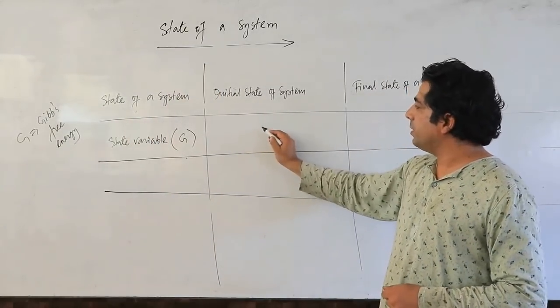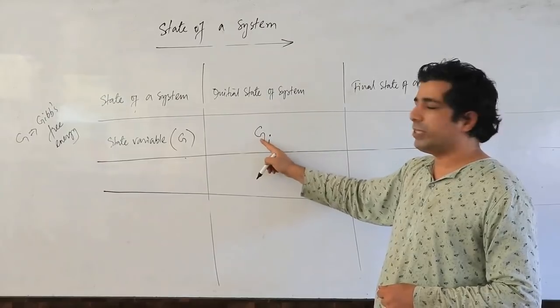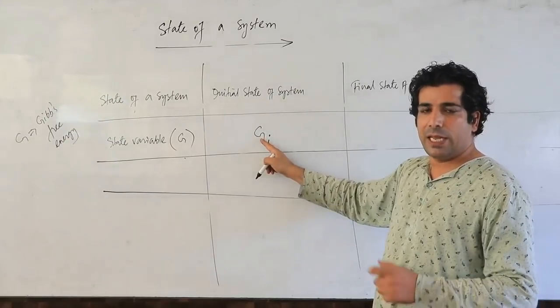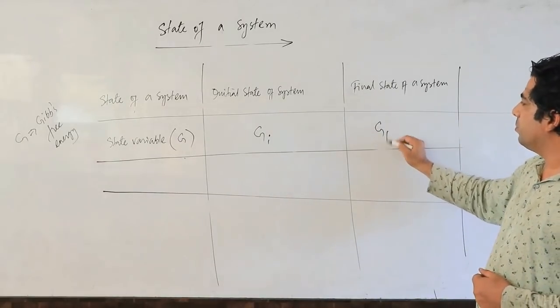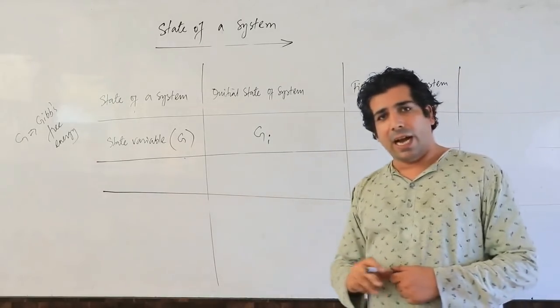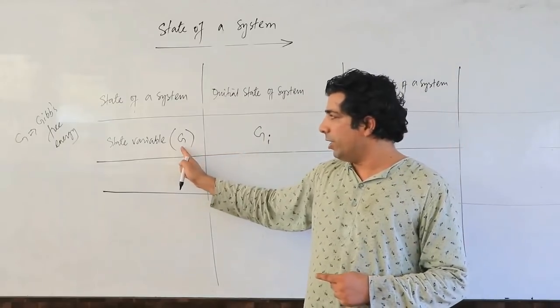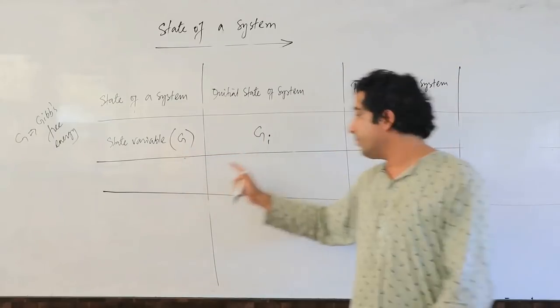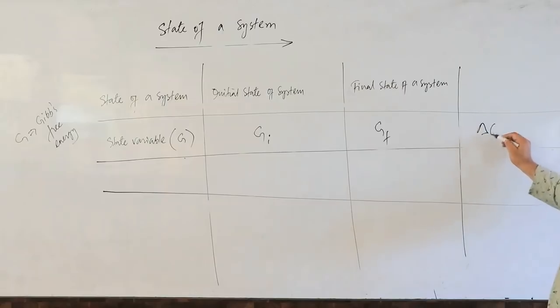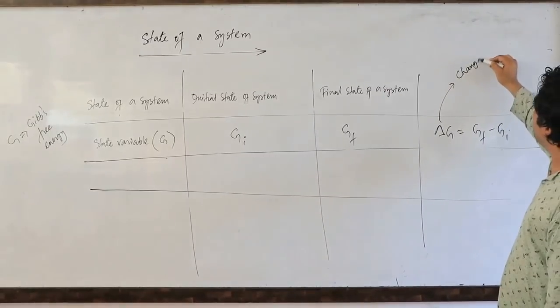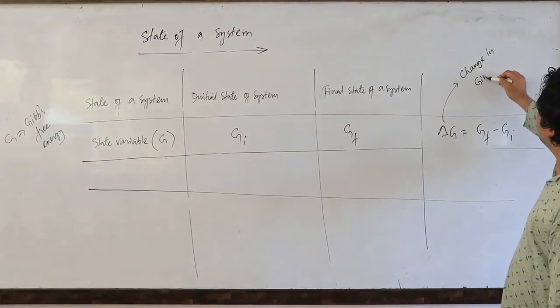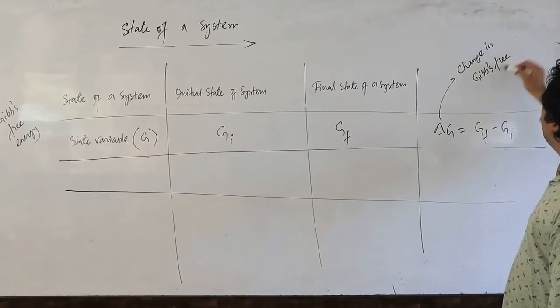So my dear friends, let us suppose this is the initial Gibbs free energy of the system. Let me change the Gibbs free energy of a particular system, so it will become Gf. Yes, I can increase the Gibbs free energy or I can decrease it. So what is delta G here? Gf minus Gi. And this delta G is the change in Gibbs free energy.